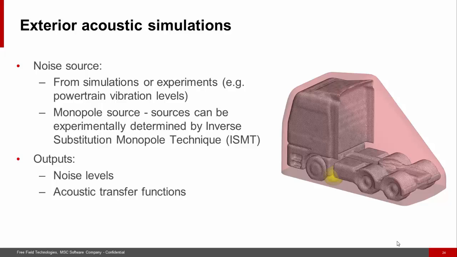Another possibility requires to specify the monopoles instead of the real source to get the transfer function from the source to a specific location, or to determine the contribution of a source in a certain position. The source amplitude shall be determined experimentally by means of the inverse substitution monopole technique. In other words, in this kind of analysis, we are interested in both absolute noise levels or the transfer function between the source and the receiver, where the receiver position is located in the far field or around the vehicle surface. Any code we use to this aim shall allow to do this.